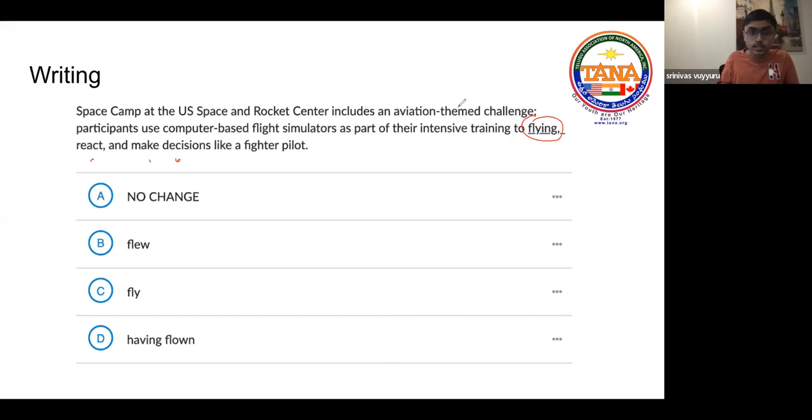Flying is just clearly different from these two, therefore it can't be A. Flew is past tense. That is also not what it would be. The only way flew would be right is if it was reacted and made decisions. And right now it's present, so react and make decisions. Fly works because fly, react, and make decisions are all part of the same tense. So this seems like a right answer already. And having flown also doesn't work simply because it's a different tense. So the answer is C.